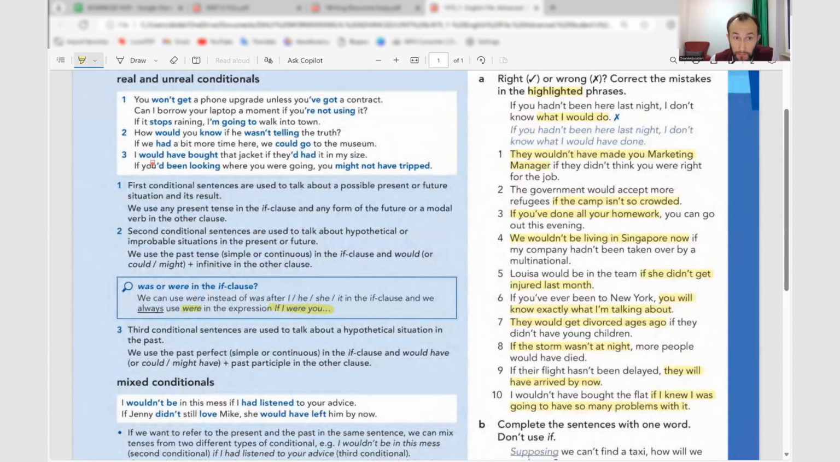Third conditional, we use it for hypothetical situations in the past. Something happened in the past, and I want the opposite. I really want the opposite to happen, but obviously in reality, it doesn't happen. We cannot reverse the past. We can only imagine it in our mind. And so when we talk about that imaginary situation, then we use third conditional.